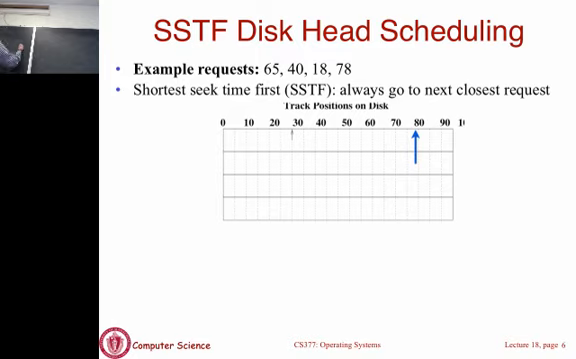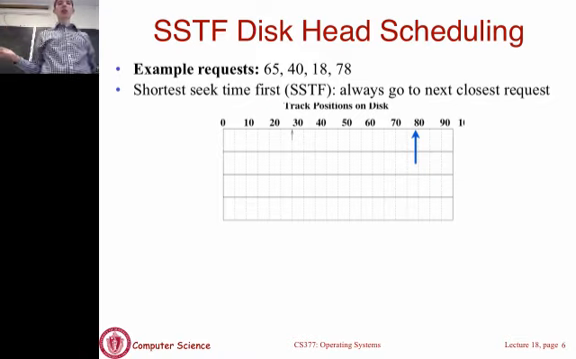Let's say this is our disk, starting from track 0 and going out to track 100, and the disk head is currently at track 50. Let's say there's a request at track 61, and then requests at 40, 30, 20, and 10. Just as an example. So we're at track 50 and we have 5 outstanding requests: 10, 20, 30, 40, and 61.